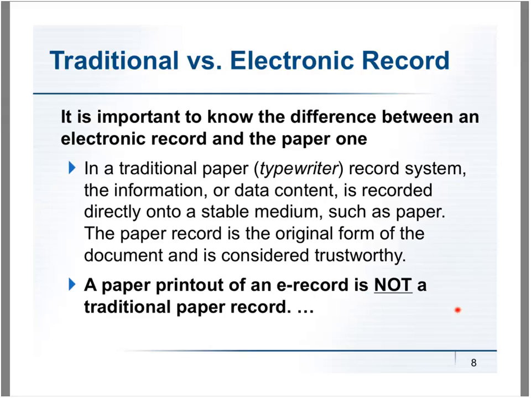Now, compare this to the traditional paper record, where the data is recorded directly onto a stable medium. For those of you old enough to know what a typewriter is, it was a device, anyway, I won't go into that, just my sense of humor, but the original paper document was considered very trustworthy. If I wrote something on paper, typed it, or printed it on paper, that was it. It was trustworthy. But please know that a paper printout of an electronic record is not a traditional paper record. Mark that sentence in your handout. That is really, really important to keep in mind.